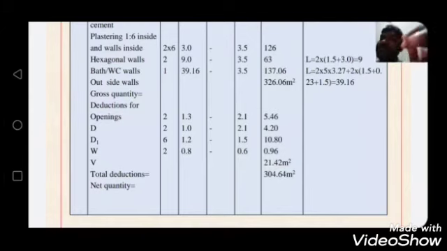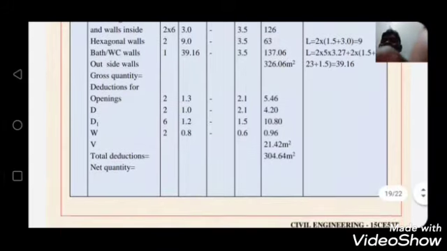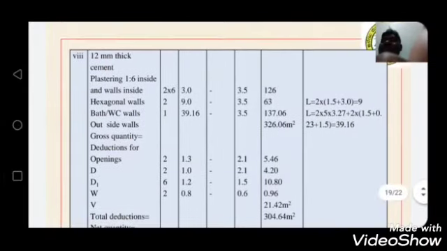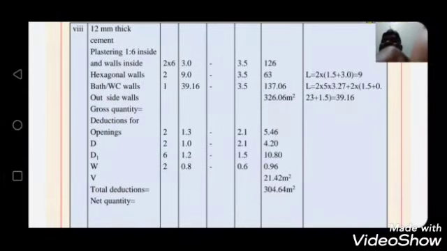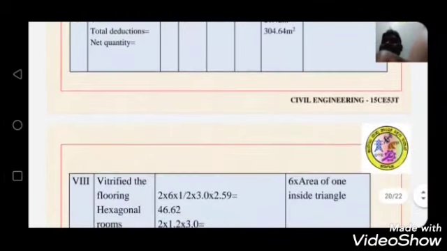6 into 1.2 into 1.5, W 2 into 0.8 into 0.6. Total deduction quantity is 21.42 meter square. Net quantity is equal to total quantity of plastering minus deduction, that is 326.06 minus 21.42 meter square. Total net quantity is equal to 304.64.